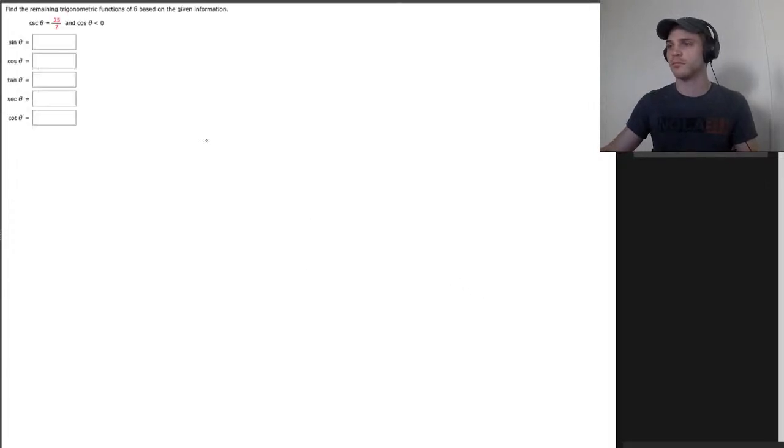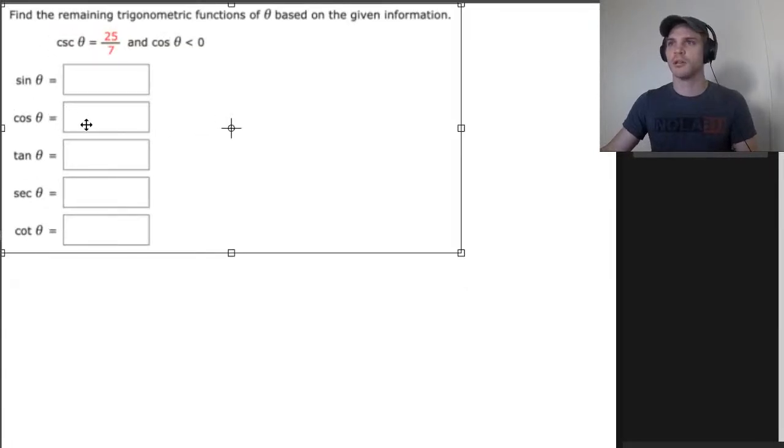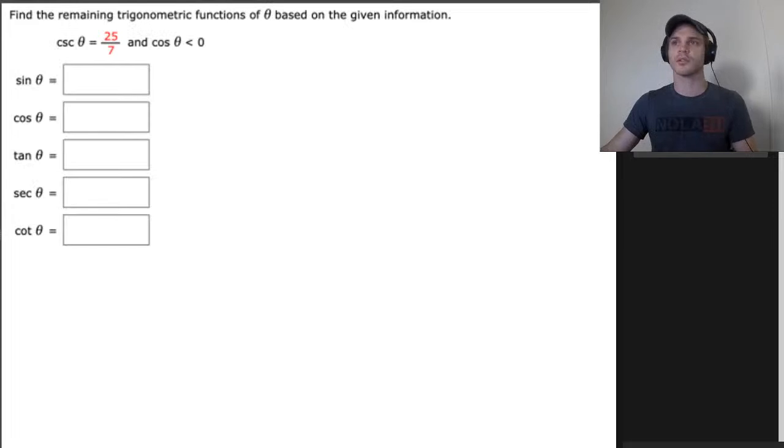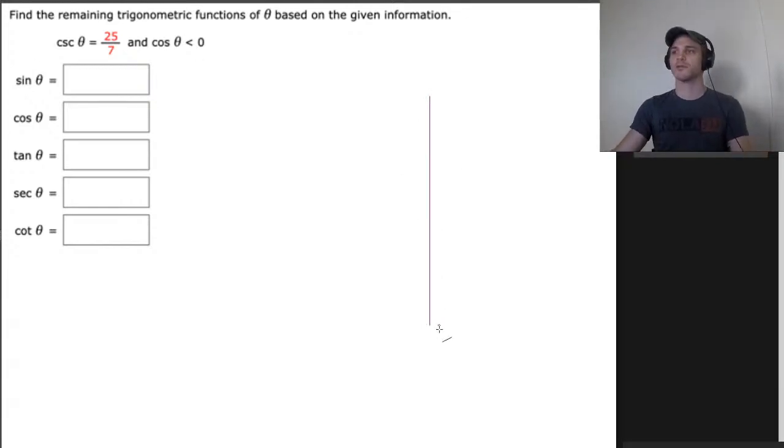And let's see what we got here. That's the one we just did. Okay, only 5 more to go. All right, let's go. So the remaining trigonometric functions of theta. These things get really repetitive, so let's just go through it.